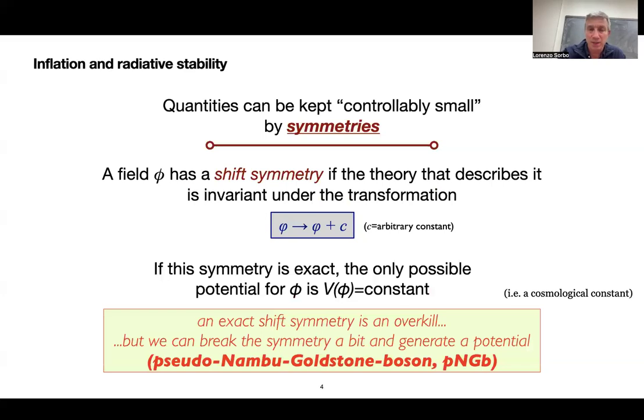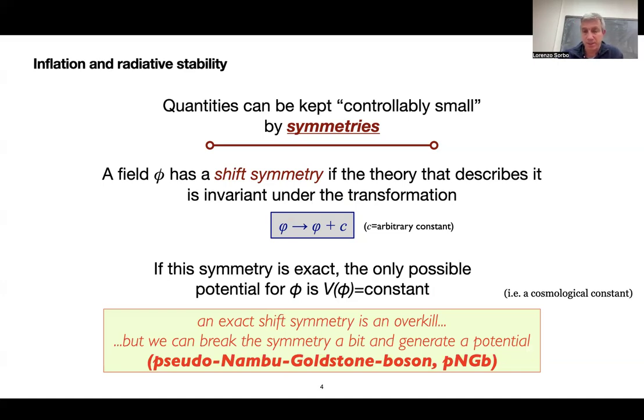In particular, what we are interested in is what is called the shift symmetry. A field phi has a shift symmetry if the theory that describes it is invariant under the transformation phi goes to phi plus a constant. Of course, if the symmetry is exact, then there is no potential possible for phi other than a constant, which is a cosmological constant. A cosmological constant is a great mechanism of inflation, but it has the real problem that inflation never ends. So it's really an overkill.